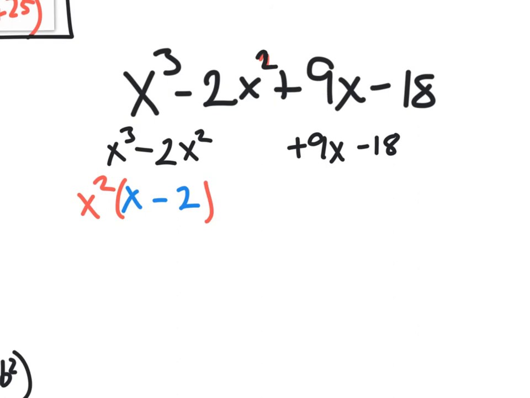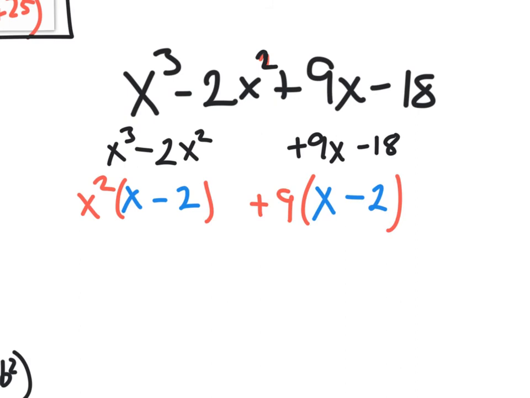Now let's factor from the second group. What could we factor from the second group? Well, there's a 9x and there's a minus 18, so we could definitely pull out a positive 9, right? And if we do pull out a positive 9, what's going to be left over on the inside? Well, there's going to be an x and a minus 2 left over on the inside, okay?